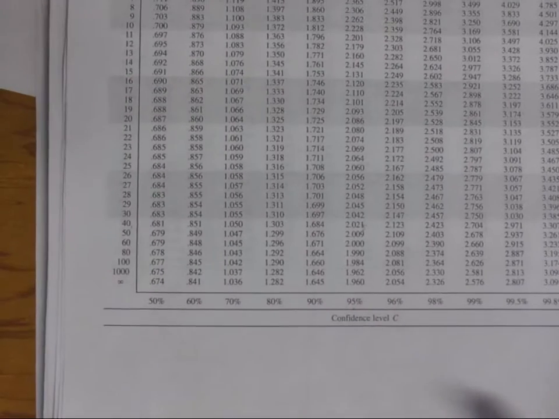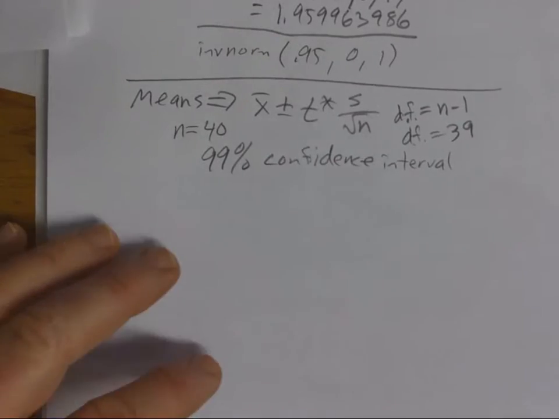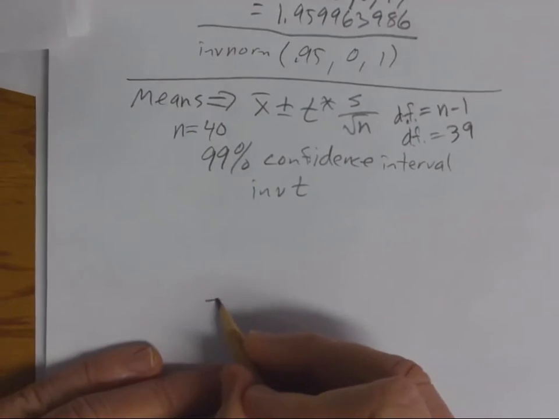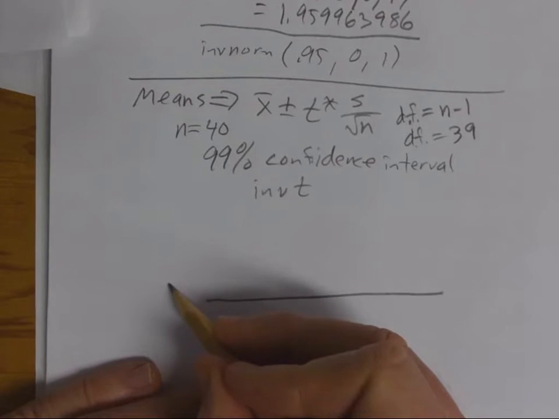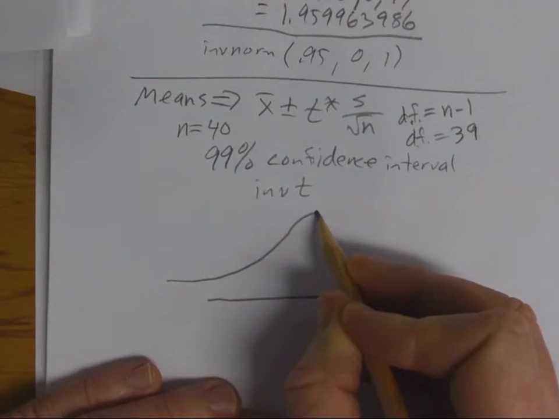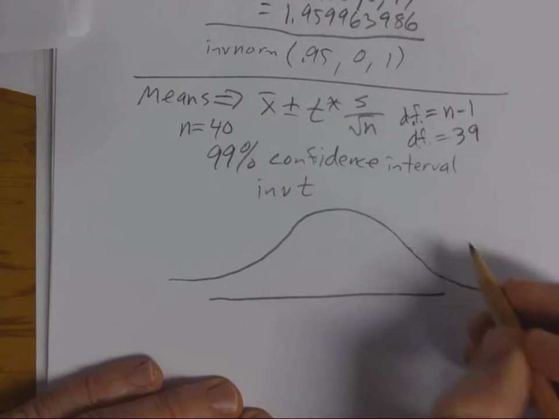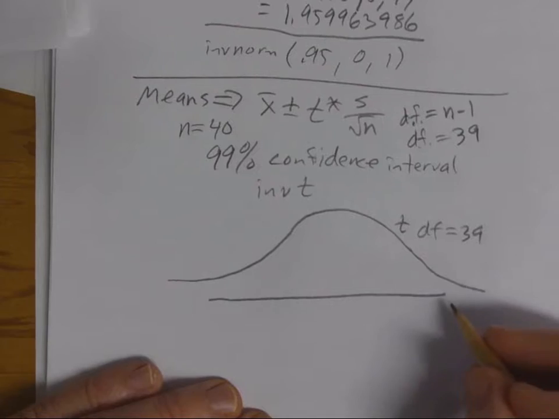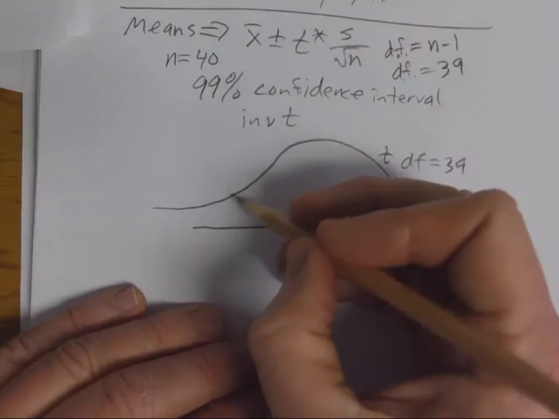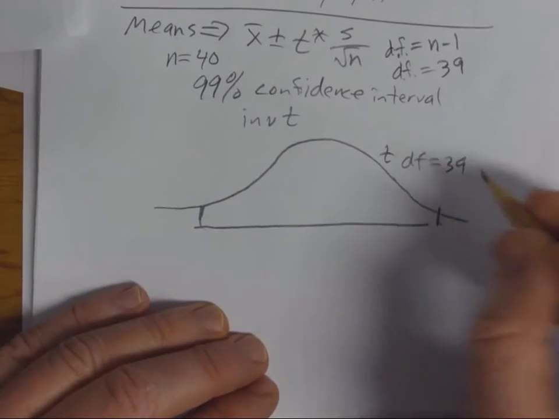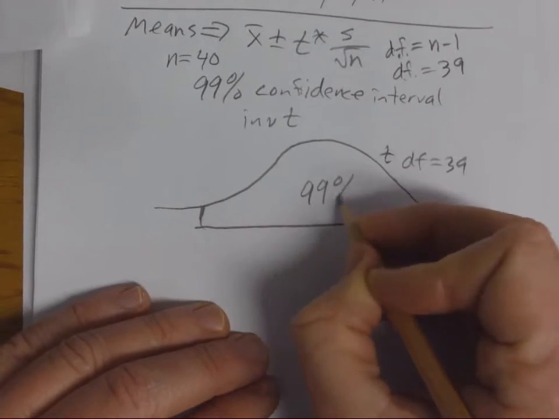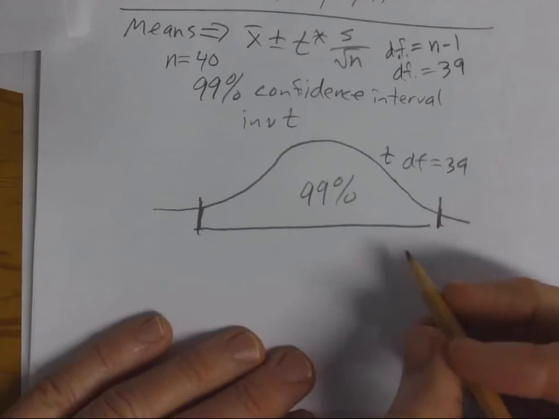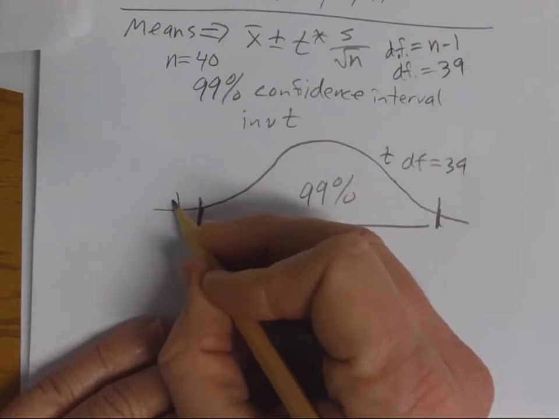Now your calculator is going to give you a more exact value, and so we'll use that. We're going to use a function called inverse t. A t distribution looks similar to a normal curve. It has higher tails and a shorter little peak to it. So this is a t distribution, degrees of freedom equal to 39. It's going to be pretty darn close to normal. But when we're making a 99% confidence interval, it means 99% of our curve is within the interval. So 1% is going to be on the outside.